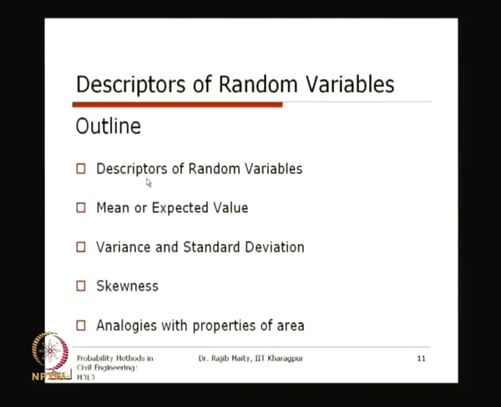So, what we will see is what is meant by the descriptors of a random variable. Then we will know what the mean or expected value is, then the variance and standard deviation, then skewness, then one more called kurtosis. We will also see the analogy with the properties of area, that is, the area under the PDF, the probability density function, in the case of a continuous random variable, just to relate how this can be called a moment, and that we will see.